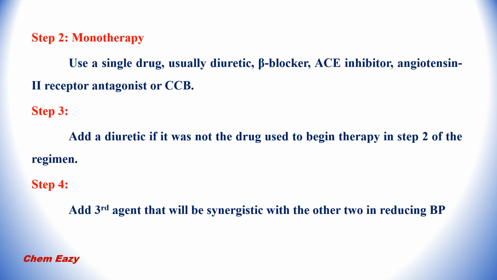In regimens, the step 2 is monotherapy. Here, use of a single drug, that is usually diuretic, beta blocker, ACE inhibitor, angiotensin 2 receptor antagonist, or calcium channel blocker. In step 3, add a diuretic if it was not the drug used to begin therapy in step 2 of the regimen. Then step 4, add a third agent that will be synergistic with the other two in reducing blood pressure.